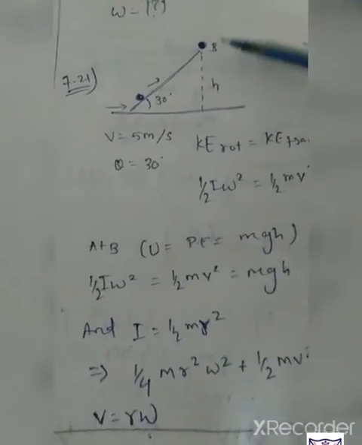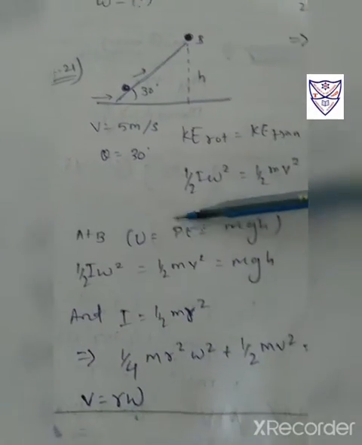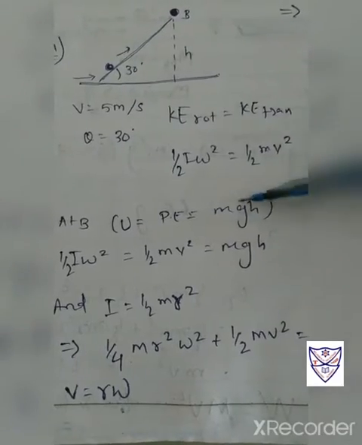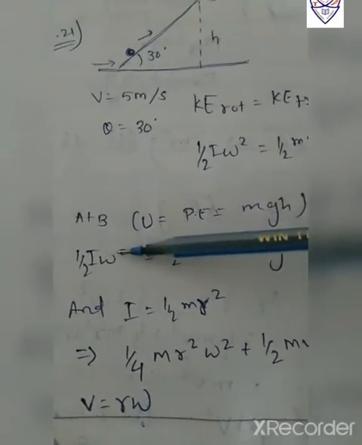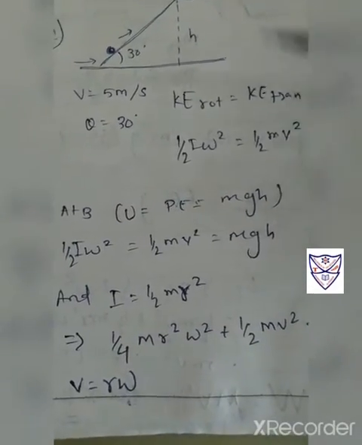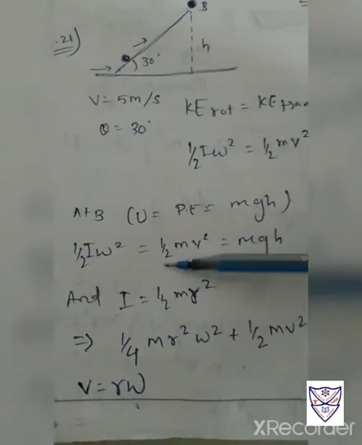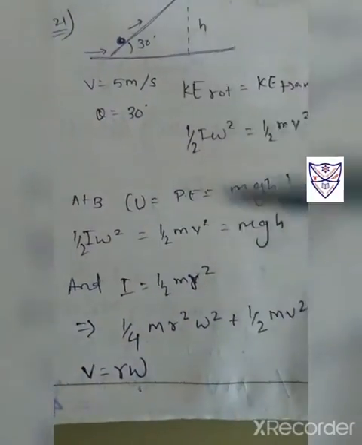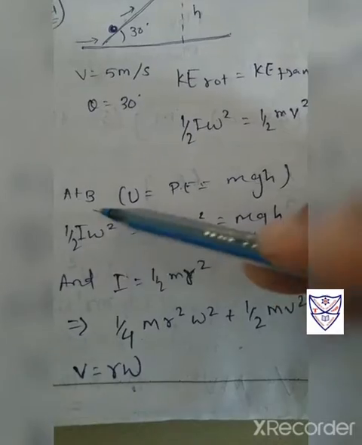But at point B there will also be some potential energy, that is U equals mgh. So half I omega square plus half mv square is equal to mgh in that condition, at this point. I is equal to half mr square, so I can place this value here.